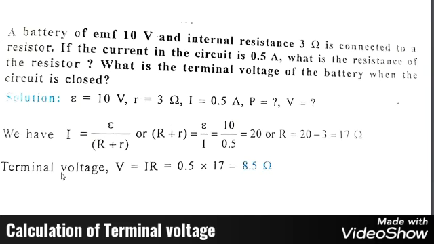Then we have another formula, the terminal voltage, given by V is equal to IR, and I is already given as 0.5, and R we just calculated. Then substitute the value 17, then 0.5 into 17, you get 8.5 volts.